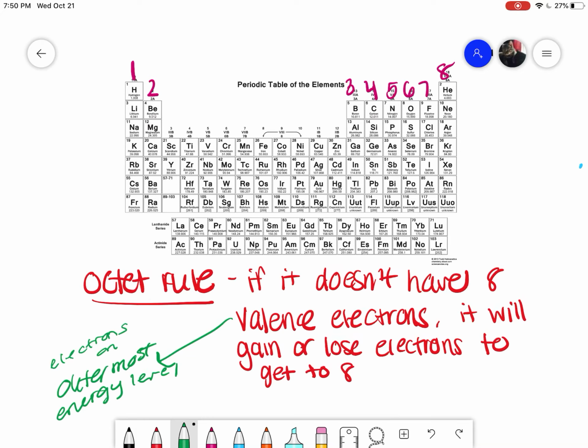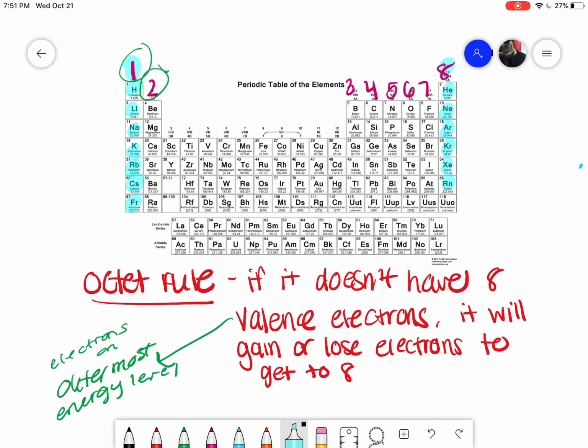And looking at the periodic table, we know how many valence electrons there are because of these numbers up top. It goes 1, 2, and then on the other half of the periodic table, it goes 3 through 8. And so everything below this 1, hydrogen, lithium, sodium, potassium, rubidium, cesium, francium, they all have 1 valence electron. Same with over here on the 8: helium, neon, argon, krypton, xenon, radon, they all have 8 valence electrons.